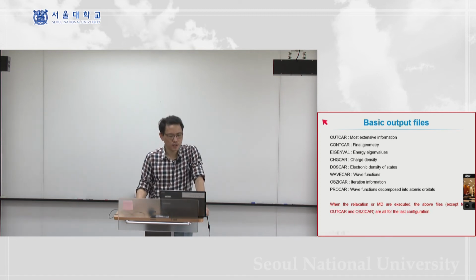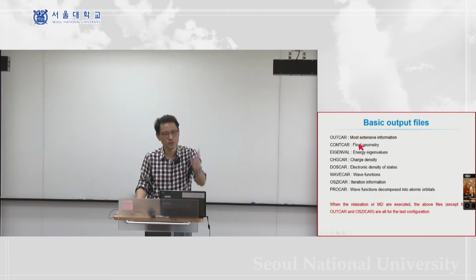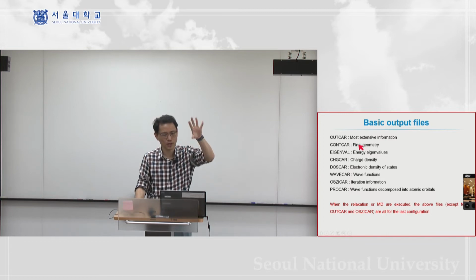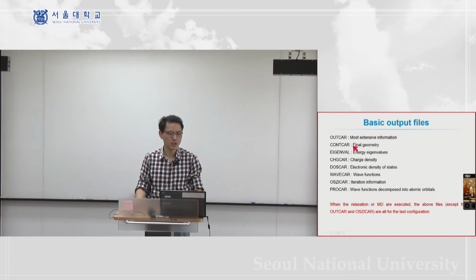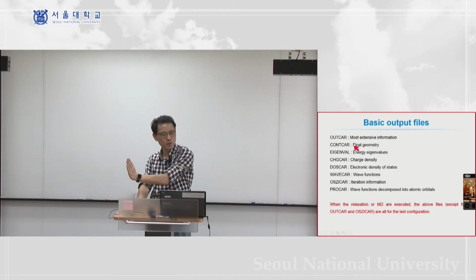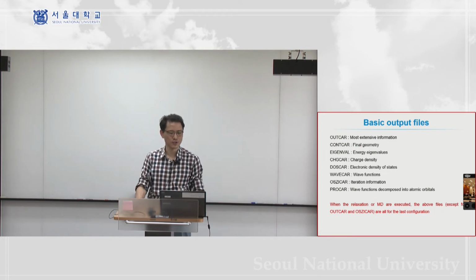And output files are, output file is, includes most extensive information. This is the final geometry. If you did relaxation or any simulations, this CONTCAR is the geometry or POSCAR file at the last step. And this EIGENVAL is eigenvalue, and CHGCAR is charge density, and this is DOSCAR, density of states. We are going to look at that in the next class.